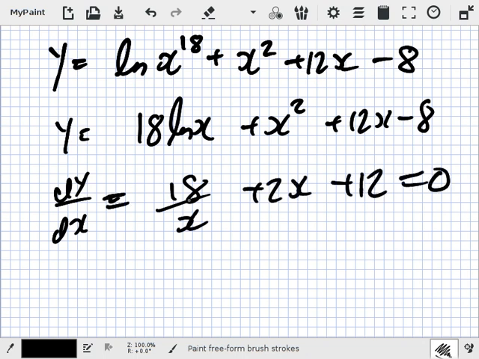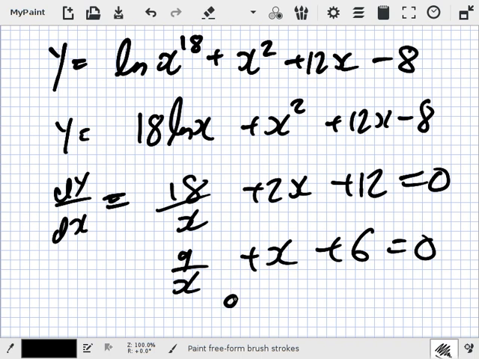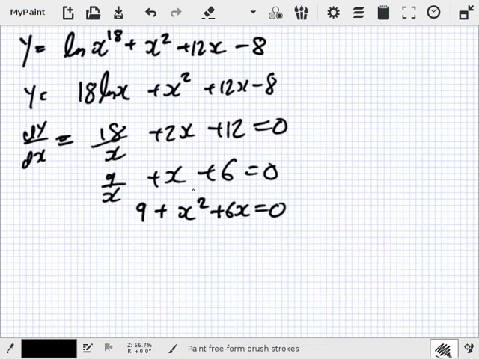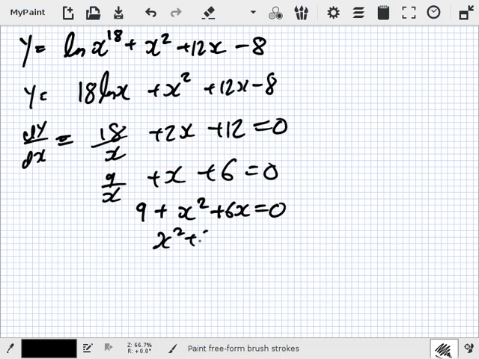I can divide by 2, and what should I do next? Multiply by x. So I get 9 plus x squared plus 6x equals 0. We've got x squared plus 6x plus 9 equals 0. 3 and 3, is it?